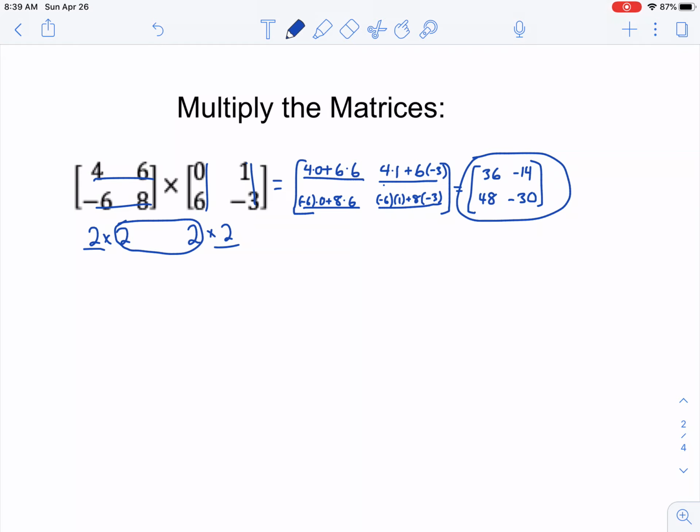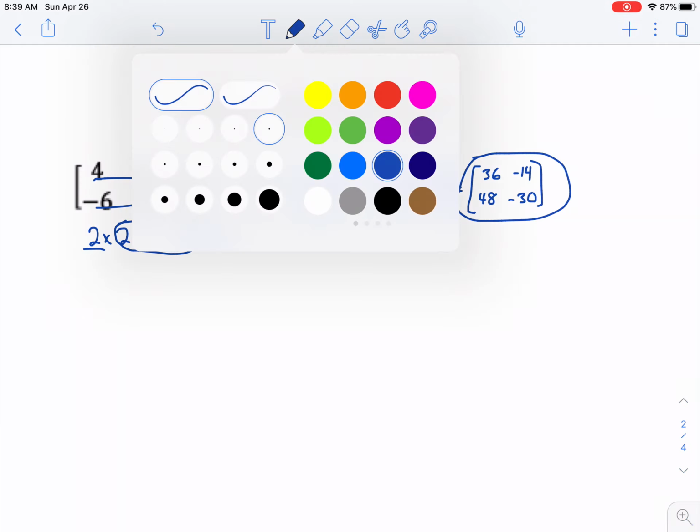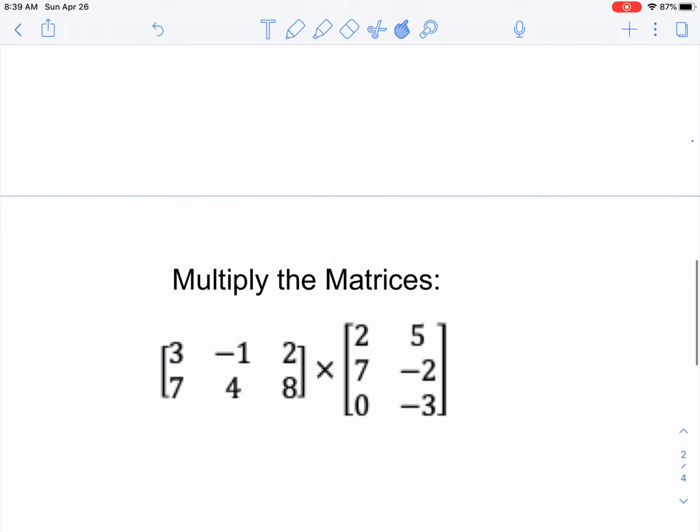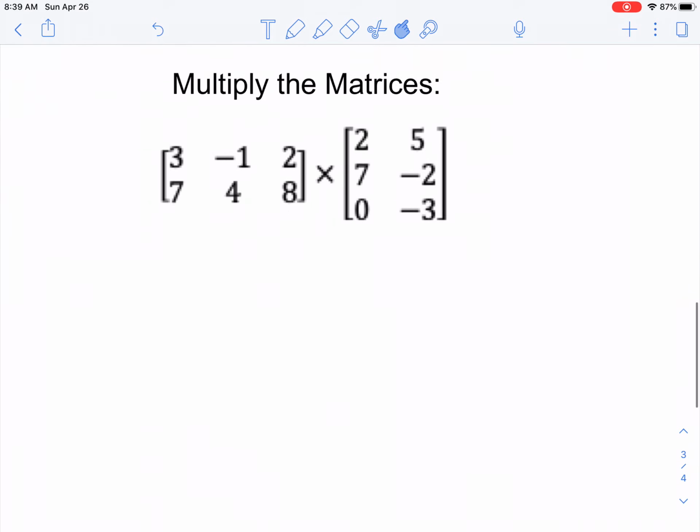Okay, again, it is a whole process. This isn't something that you can just do by multiplying straight across. All right, let me do another example. This time I'm going to change the size of the matrices a little bit.